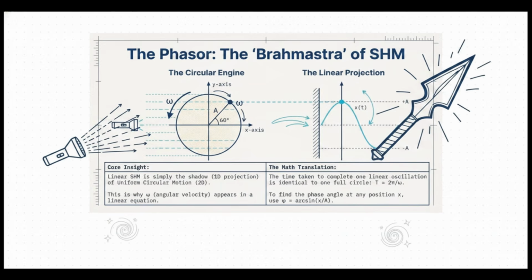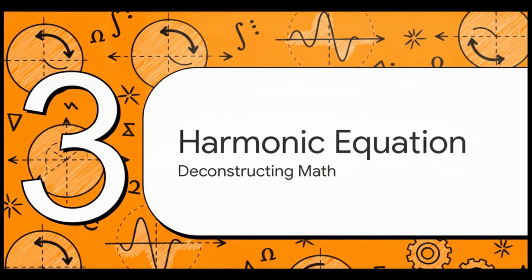Picture a flashlight shining on a particle that's moving in a perfect circle at a constant angular velocity. That shadow moving up and down on the wall, that is pure simple harmonic motion. It totally explains why angular velocity pops up in linear equations. The time it takes to complete one up and down linear bounce is identical to one full spin of that circle. Which brings us to section 3, deconstructing the harmonic equation.